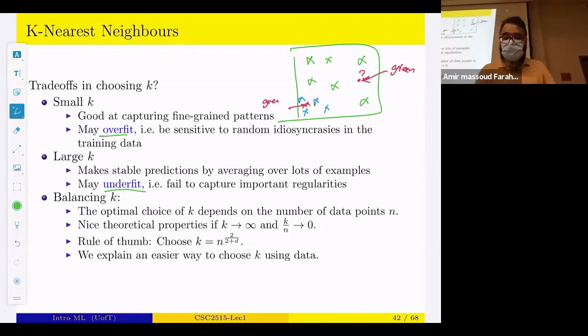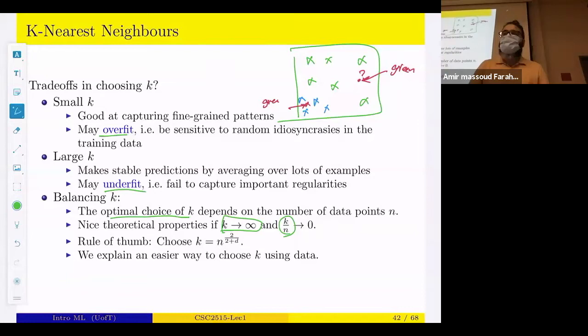Okay, so now the question is, how should we choose K? So there is an optimal choice of K that depends on the number of data points. And there are some theoretical results showing how K can be selected. The general idea is that if the number of data points n goes to infinity, and we choose k also going to infinity, but the ratio of k to n goes to zero, then that type of k nearest neighbor would have nice theoretical properties.